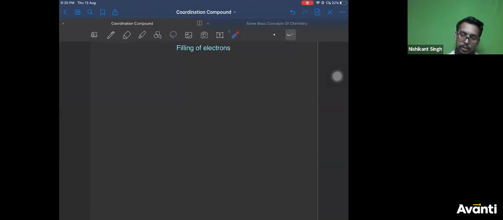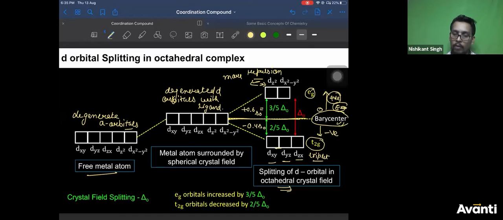Okay? So filling of d electrons. Let us fill all the configurations. You can either have 3d1, 3d2 or 3d3. Right? So obviously according to Aufbau rule, which will be filled first, T2G or EG? What do you think? Very good. T2G has lower energy, it will be filled first.